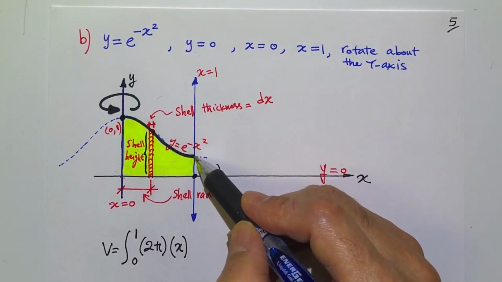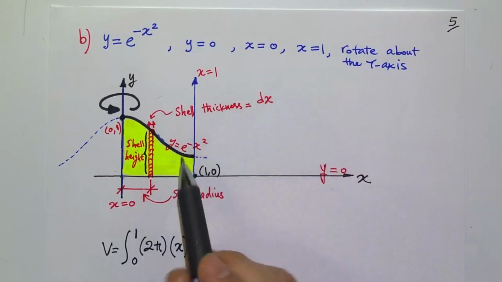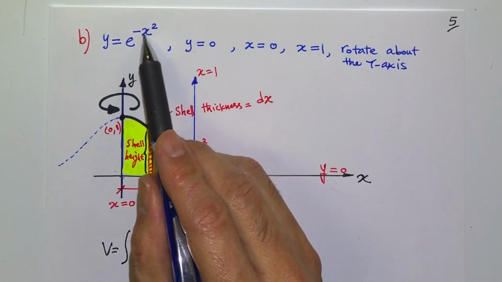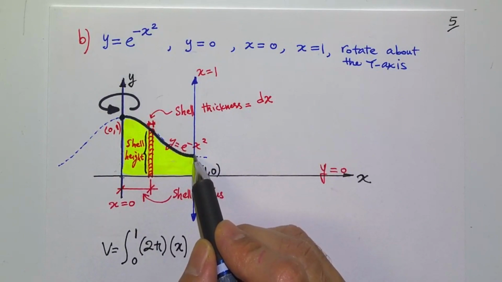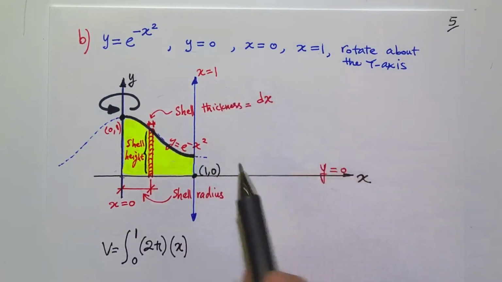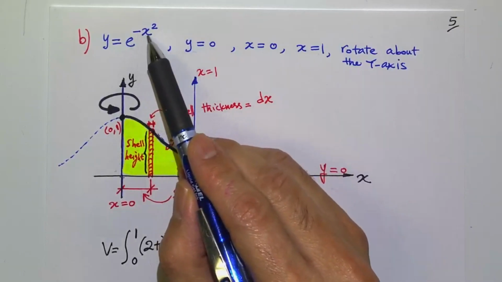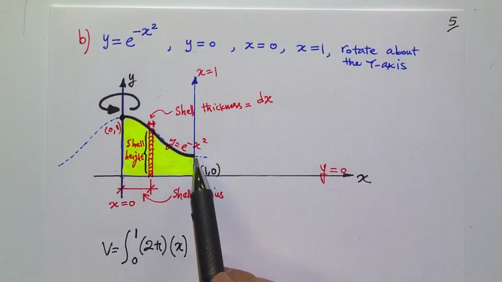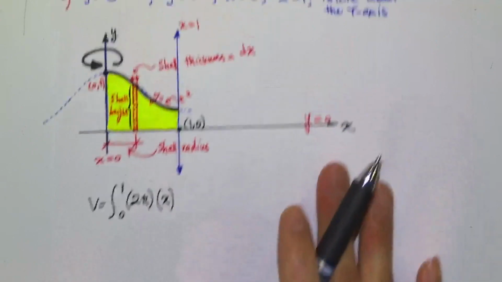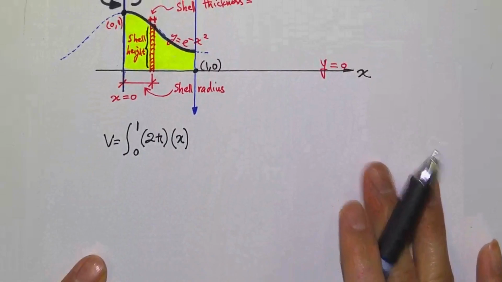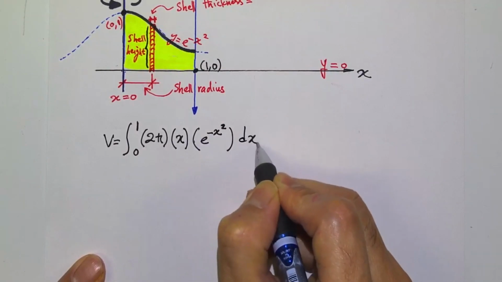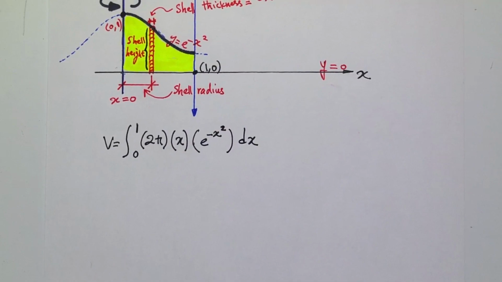At this point, though, the shell height would be equal to e to minus 1 squared, e to minus 1. So it would be 1 over e at that point. It's immaterial, so I'm not going to write it down, but at this point, x would be 1. So e to minus 1 squared would be the height of the shell at that point. Okay? But it's immaterial. All we need is the curve. So I'm going to put that here. And then the variable of integration, which is dx.